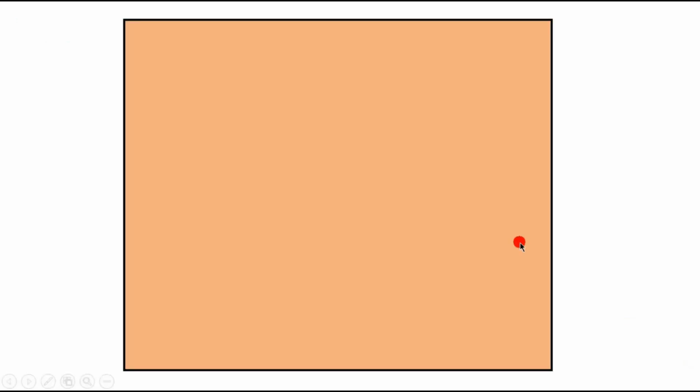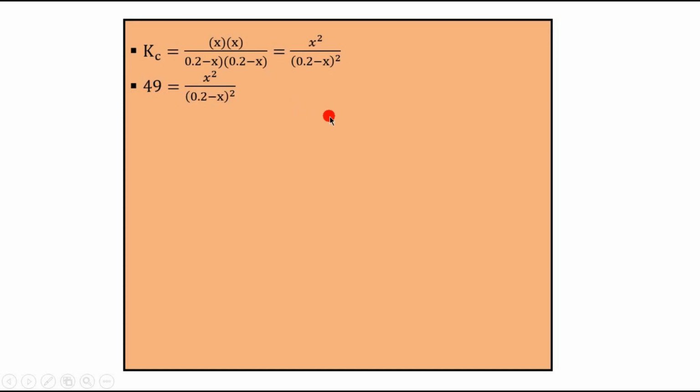So we have the equation that we have developed: x times x, that means x squared, dividing with 0.2 minus x times 0.2 minus x, that means (0.2 minus x) squared. The Kc was given, that is 49. So here it is squared and here it is squared, and we can introduce the square root on both sides. So we introduce the square root of 49, and also the square root of this term. Then we have 7 equal to x over 0.2 minus x.